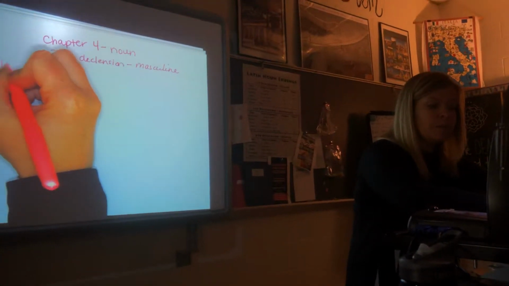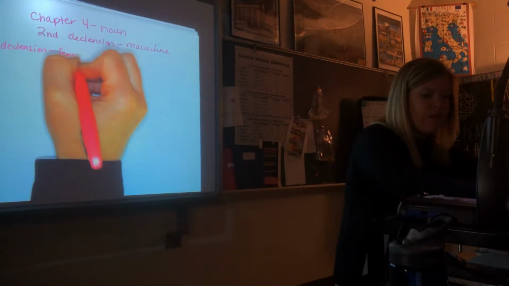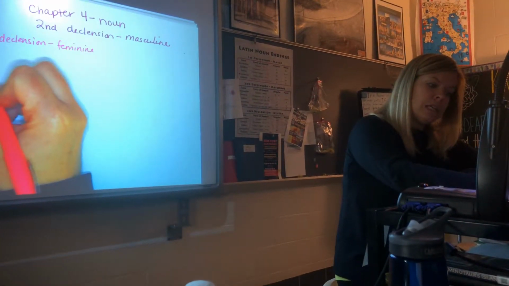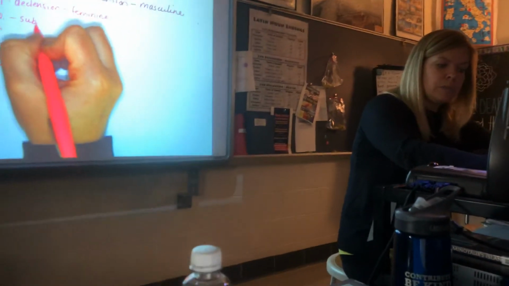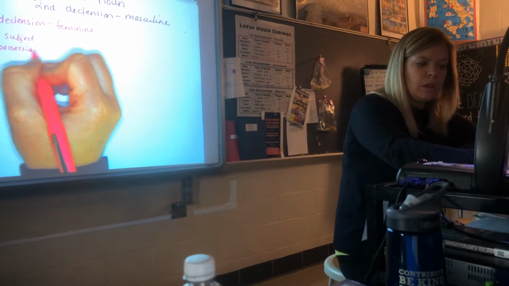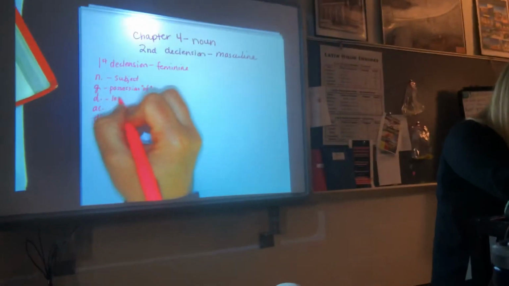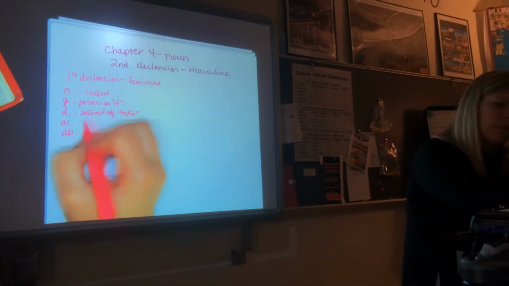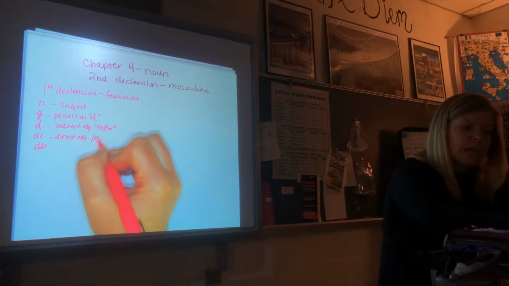In our very first chapter, we learned about first declension nouns, and they were feminine, right? We learned our chart: nominative, genitive, dative, accusative, ablative. We know that nominative is used for the subject. It does the action. We know genitive shows possession, right? Using that word of. We know that dative is the indirect object, and it has that word to or for. Accusative is the direct object, and we know it receives the action.